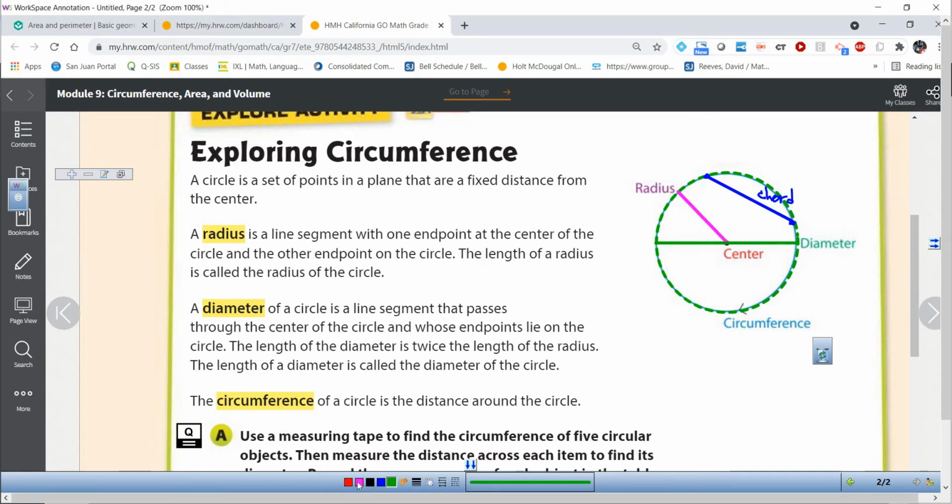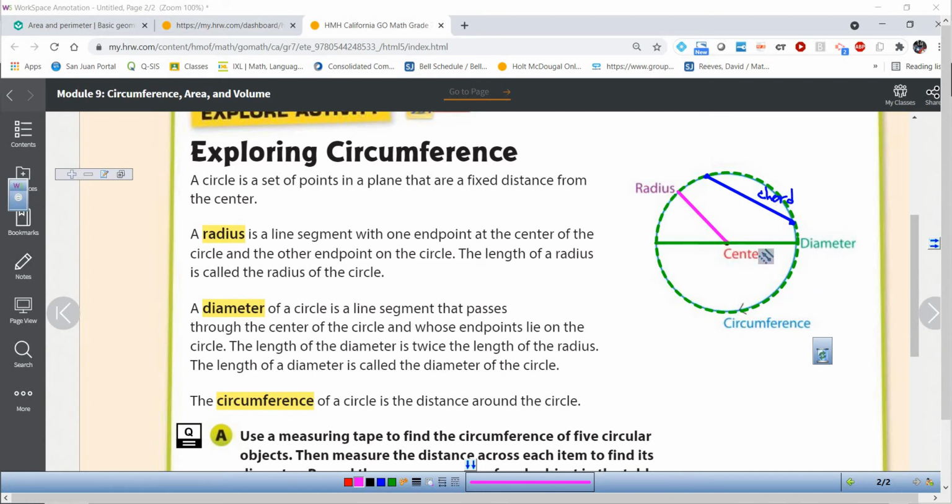Now it so happens that a diameter is twice the length of a radius, because if you think about it, if I go back here, this would be a radius here, and this would be a radius here, and you put those two together and you get the diameter. So there is our basic vocabulary.